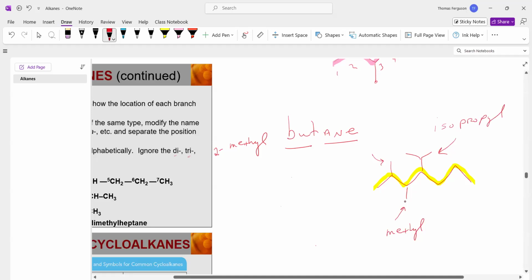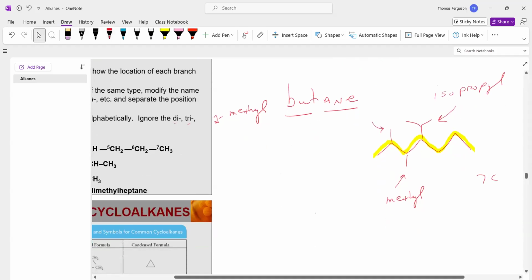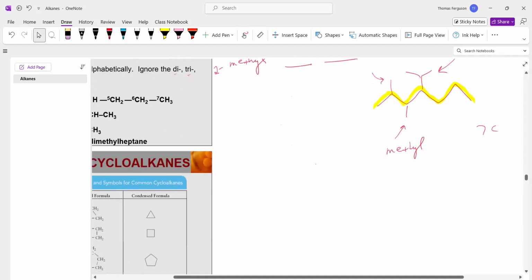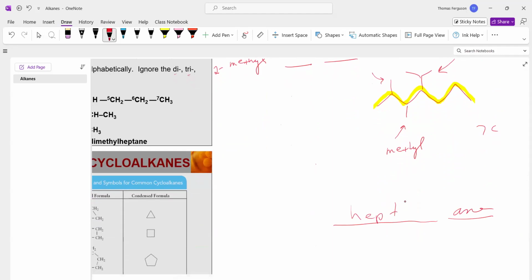Okay, so we have 2 methyls, an isopropyl, and a 7-carbon long backbone. The functional group is an ANE for an alkane, and 7 carbons is called hepta. So heptane is the name of this main group, the main backbone.